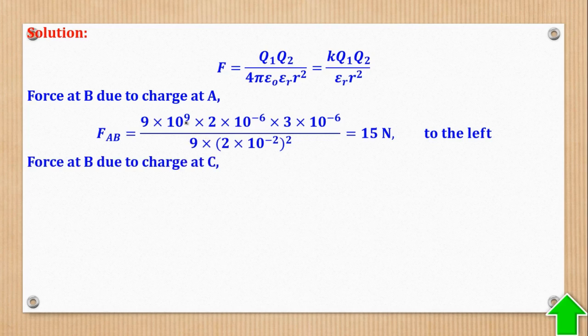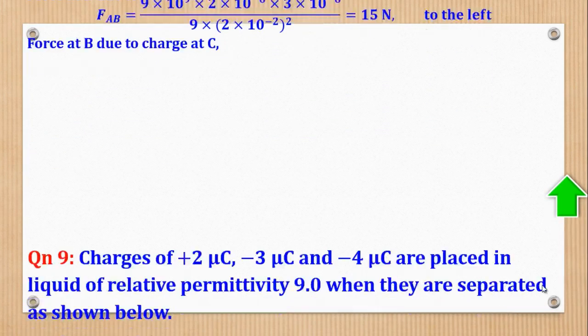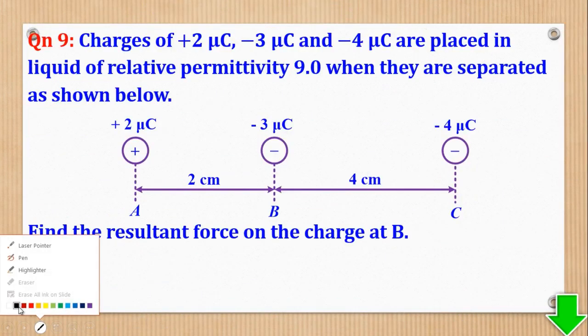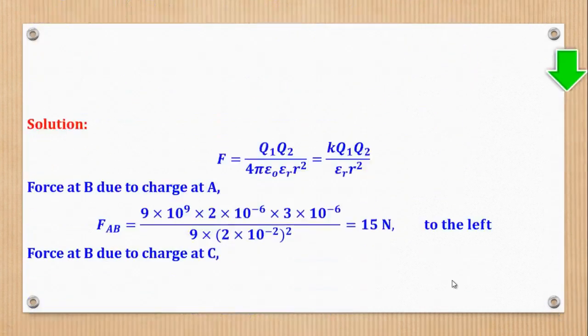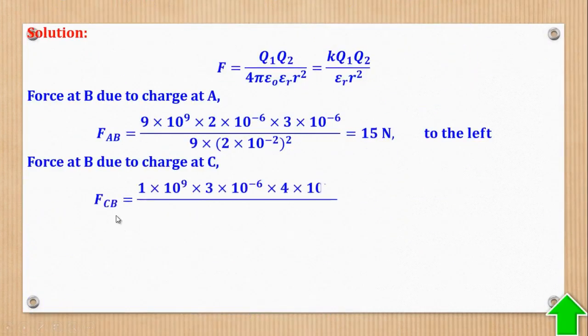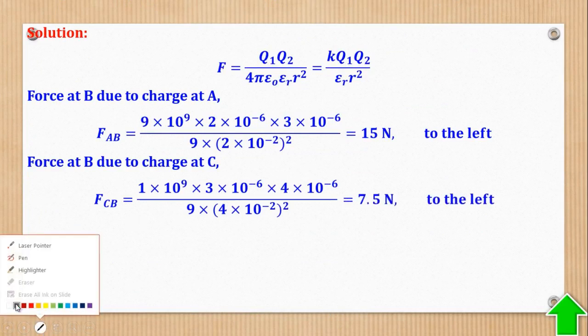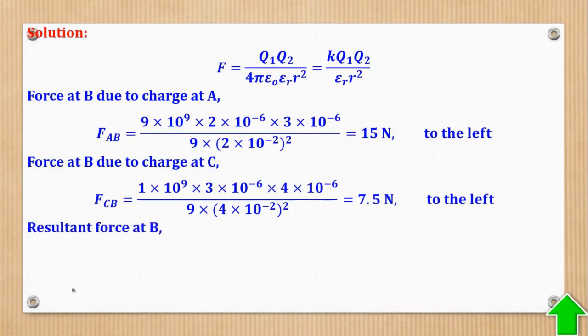What about force at B due to charge at C? The force at B due to charge at C, these are like charges, meaning they will repel. So when they repel, this one goes this side. So it will also be to the left. So substitute, write, and get the value to the left. Now both are in the same direction, left, left, meaning the resultant force will also be to the left.